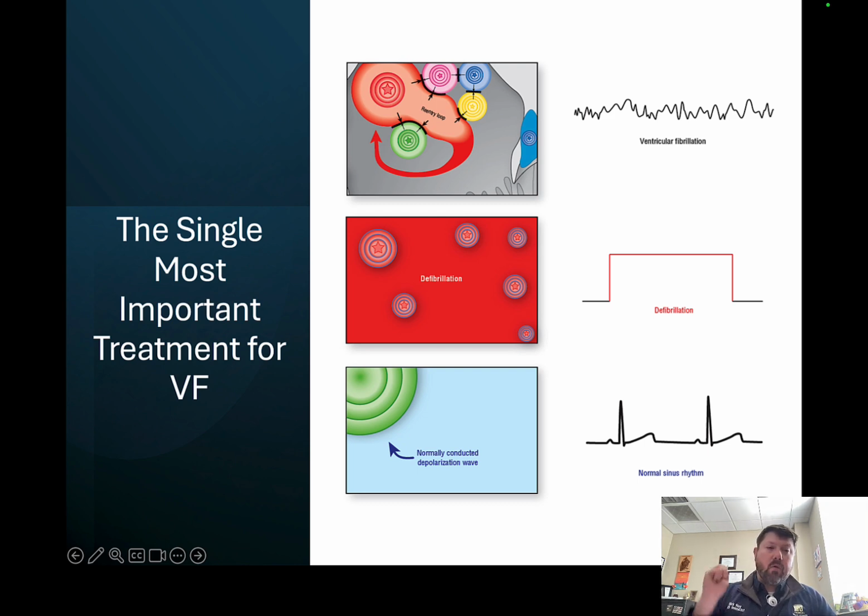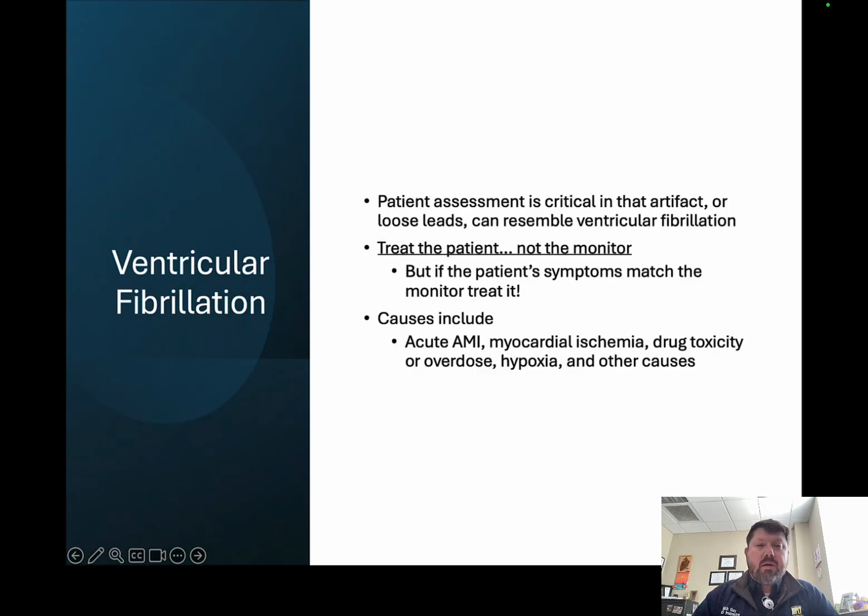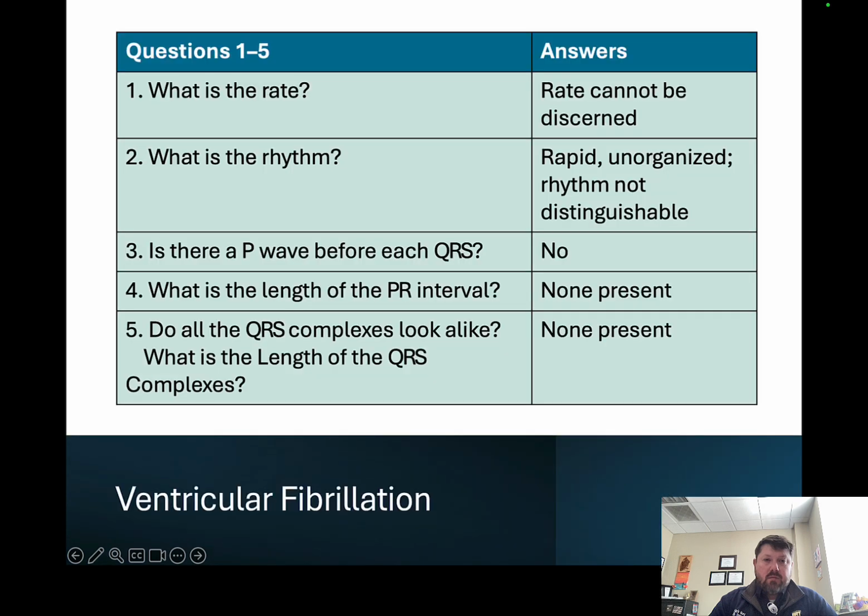The single most important treatment for ventricular fibrillation is going to be defibrillation. Patient assessment is critical in that artifact or loose leads can resemble ventricular fibrillation. Treat the patient, not the monitor, but if the patient's symptoms match the monitor, aggressively treat it. And causes, most common cause is going to be acute AMI, myocardial ischemia, drug toxicity or overdose, hypoxia, and there are some other causes as well.